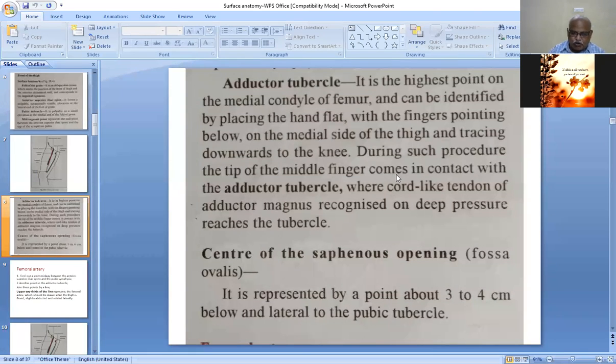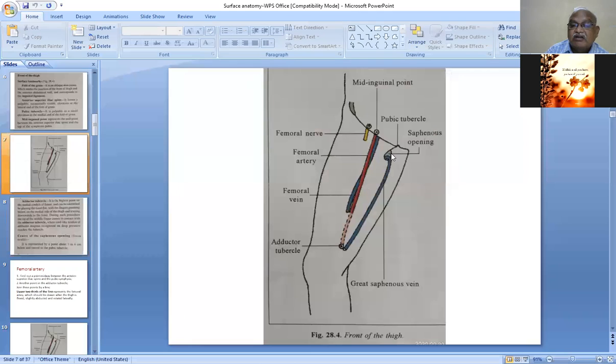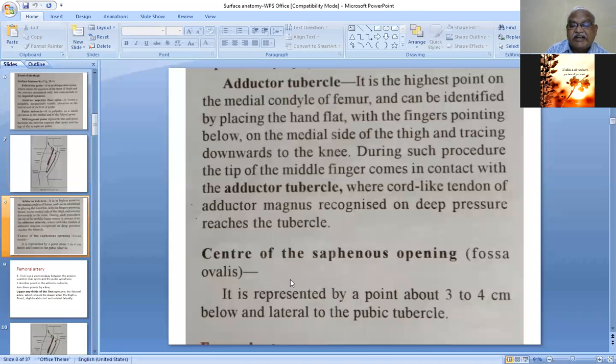The center of the saphenous opening, otherwise called the fossa ovalis, is represented by a point 3 to 4 centimeters below and lateral to the pubic tubercle. So, this is the saphenous opening. Regarding this position, this is the letter H. Fossa ovalis: a point about 3 to 4 centimeters below and lateral to the pubic tubercle.